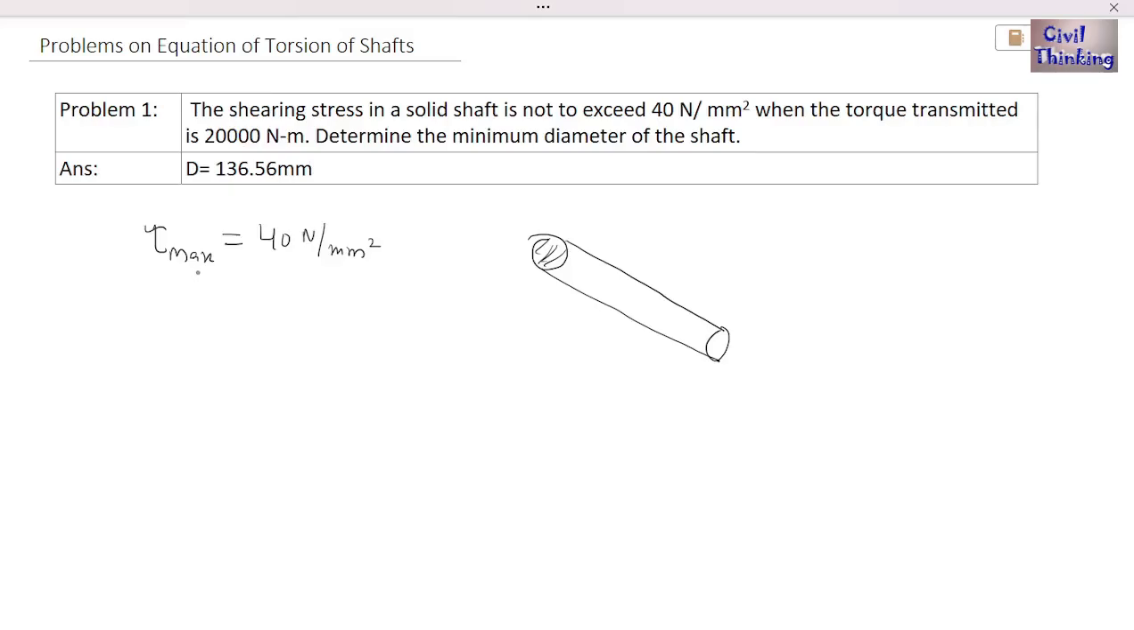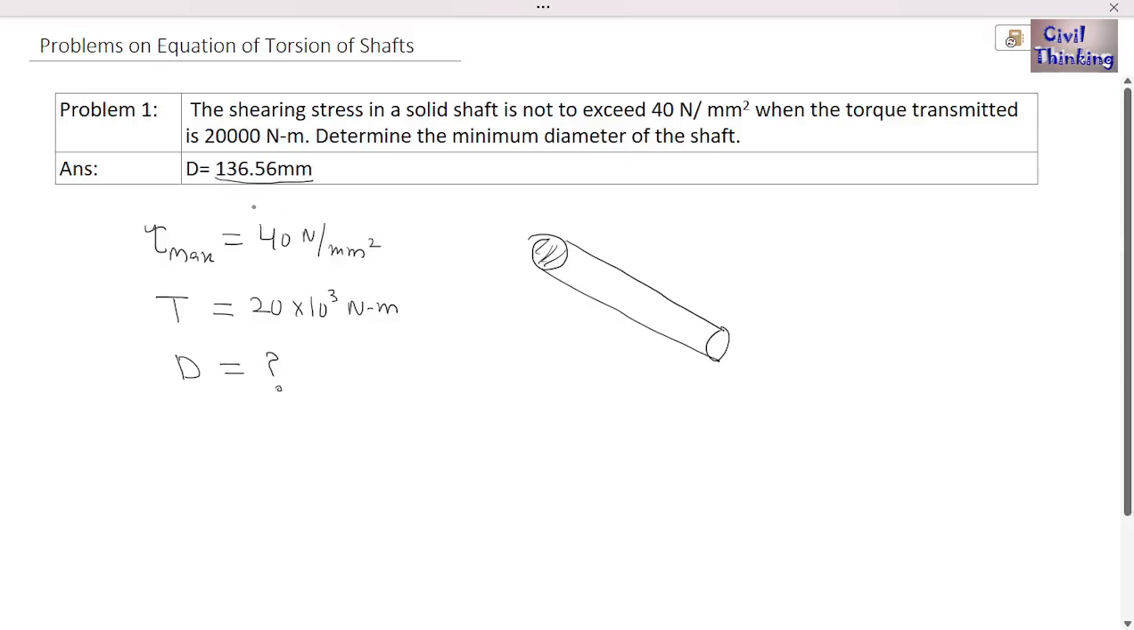So at this maximum shear stress, the maximum torque, denoted with T, is 20 times 10 to power 3 Newton meter. Now determine the minimum diameter of the shaft. So we have to find the diameter. The answer is provided here.